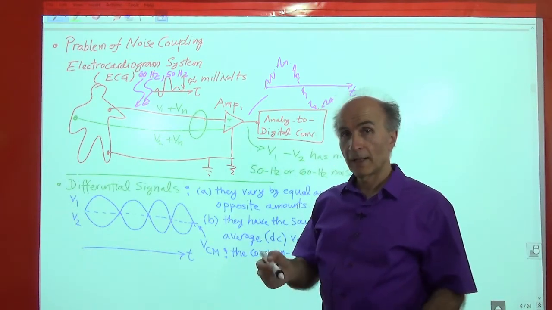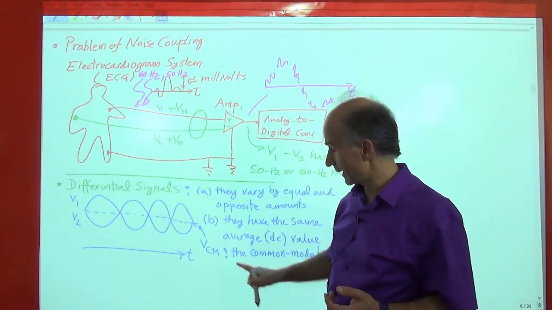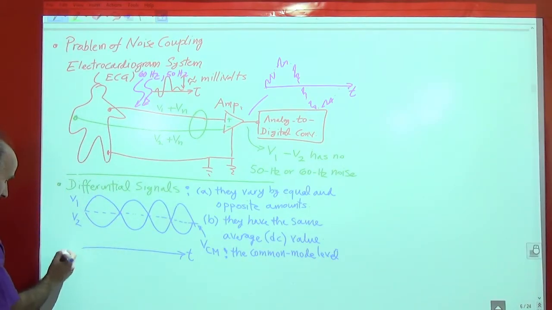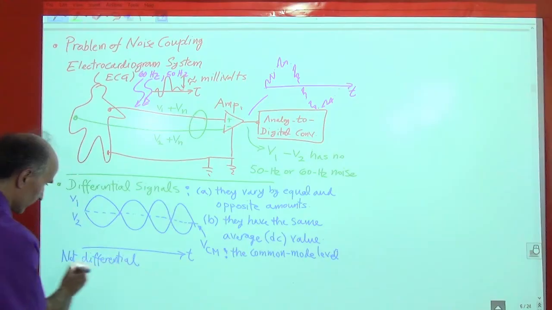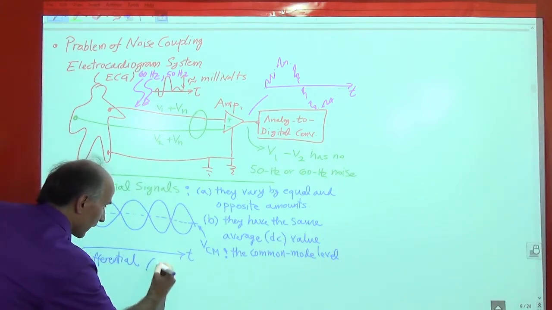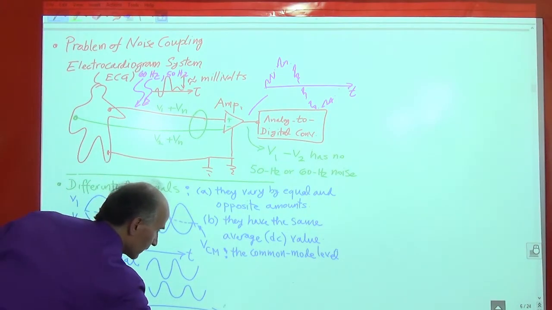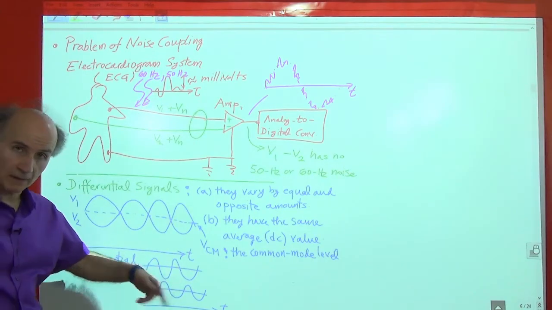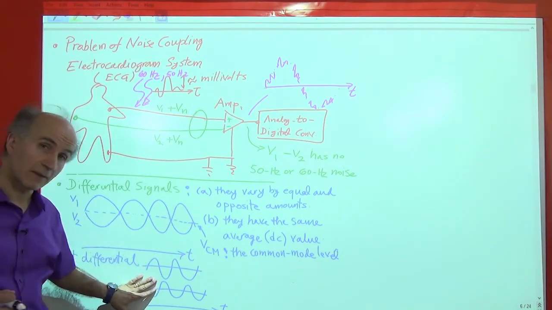So just as a quick note, let's try to plot V1 and V2 if they do not have the same average value, meaning that they don't have the same common mode level. Okay, so here. So not differential. Okay, so I will draw two signals that are not differential, even though they satisfy condition A. So here it goes. You have one that goes up and down like this, another one that goes up and down like this. And one has this much DC, the other one has this much DC. So you see that they do vary in opposite directions. They're like 180 degrees out of phase, but they have different DC levels. This one is shifted down with respect to this one. So this is not considered a differential signal.